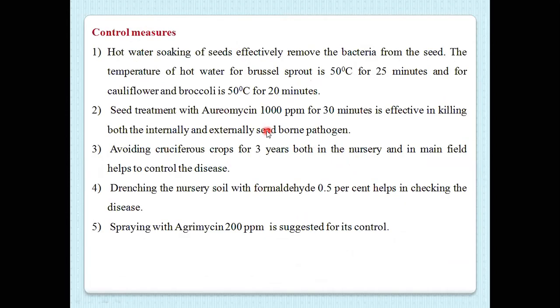Then control measures. First, collect and destroy the affected plant parts properly, then avoid cruciferous crops for at least 3 years, both in the nursery and the main fields. This helps control the disease because Xanthomonas has a wide host range, meaning in the absence of cabbage these bacteria can survive on other cruciferous crops such as cauliflower, knol khol and broccoli. So avoid cruciferous crops near cabbage or cauliflower.